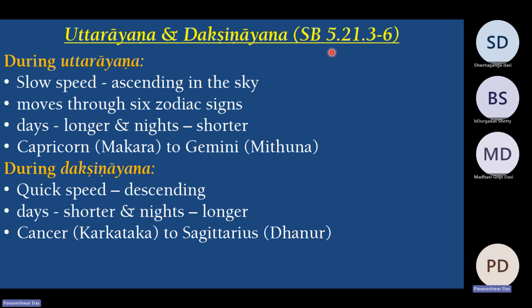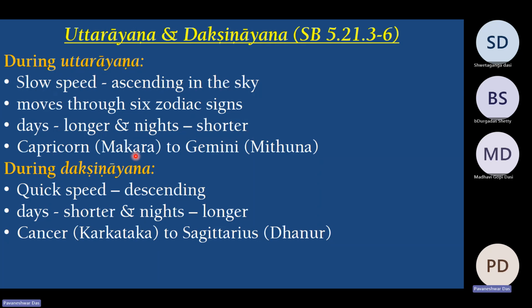So in Bhagavatam 5:21:3-6, these verses talk about the Uttarayana and Dakshinayana concept. That time we did not discuss them. It says that during Uttarayana, the sun, moving with slow speed, ascending in the sky, moves through the 6 zodiac signs. And during that time, the days become longer and nights become shorter.